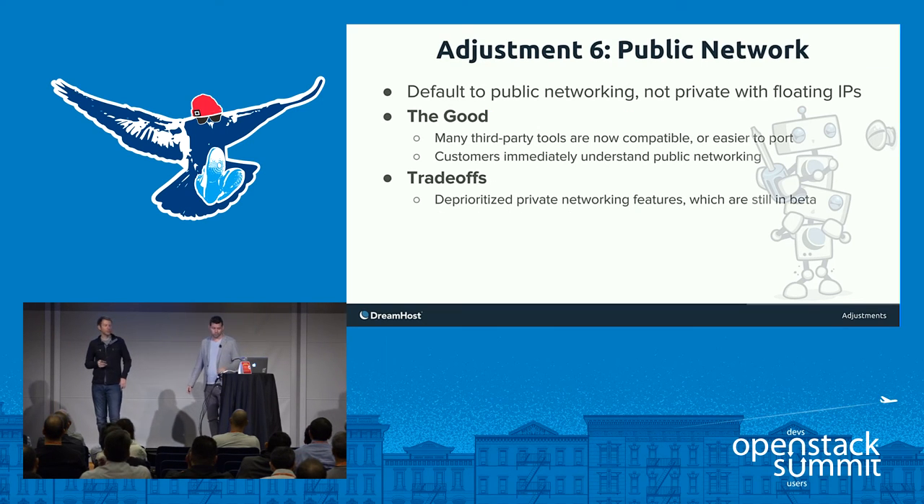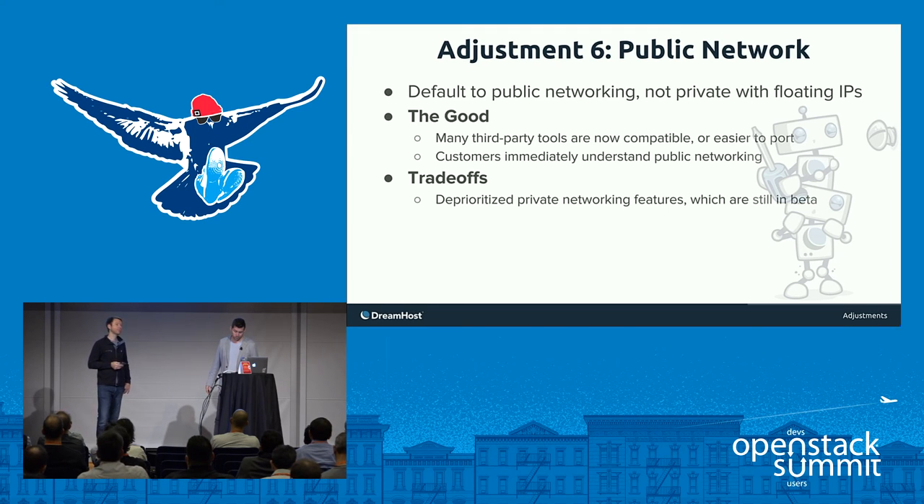And the next learning that we made an adjustment for is the public network. By default in our new cluster, whenever you spin up a VM, you get a public IPv4 address by default. That's what customers want. They don't want to fiddle with private networks. They don't want routers for the most part. They want a machine. They want it plugged into the internet. And that's making them happy.